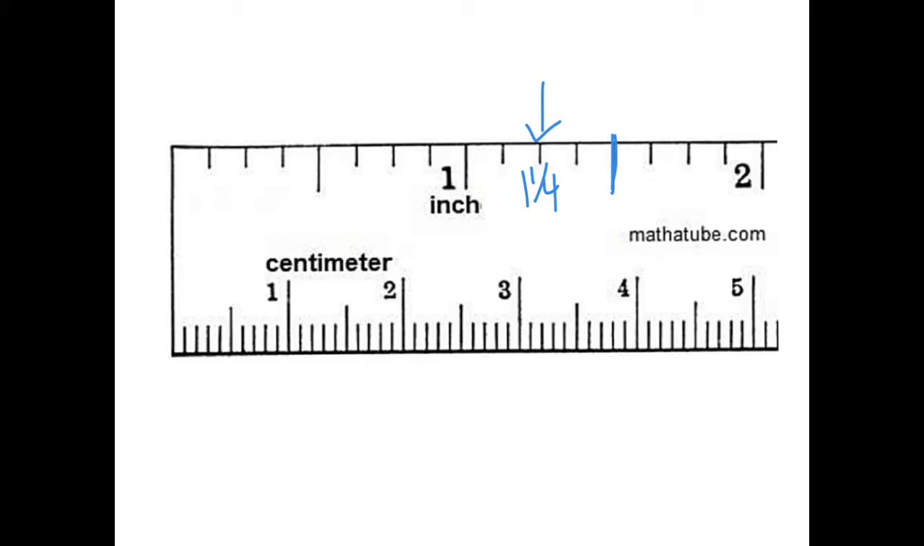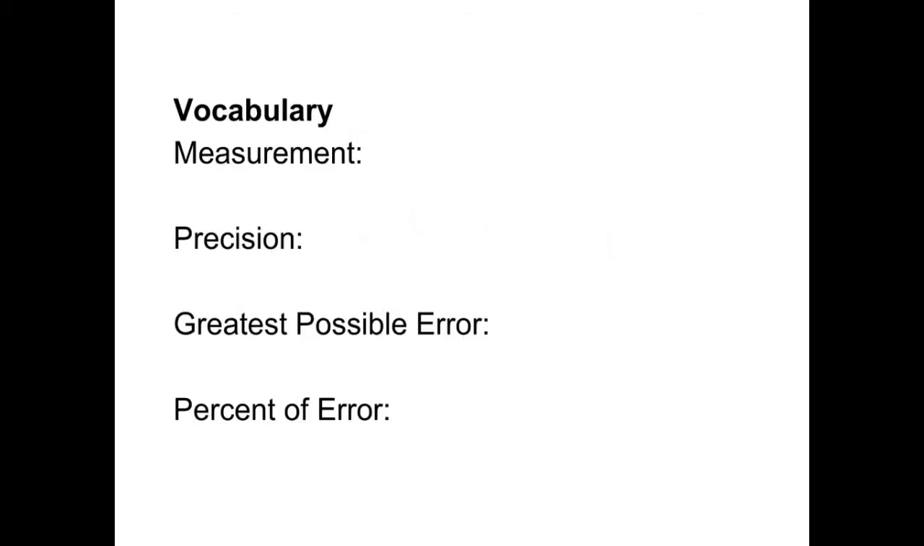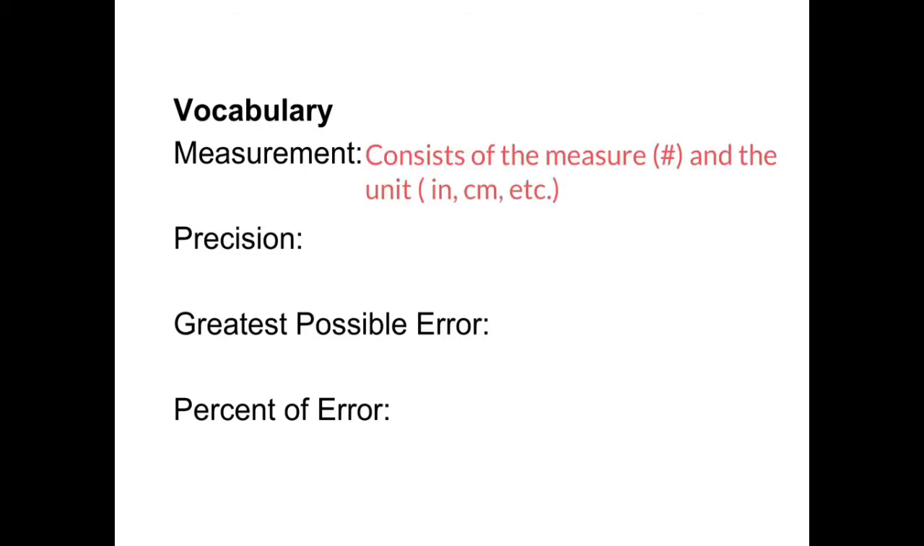Unlike something that might be marked here, 2 tick marks after the whole centimeter is 1.2. Again, that's the convenience behind the metric unit, but with customary units, we just have to make sure we're using fractions. Let's go ahead and get into some vocabulary.